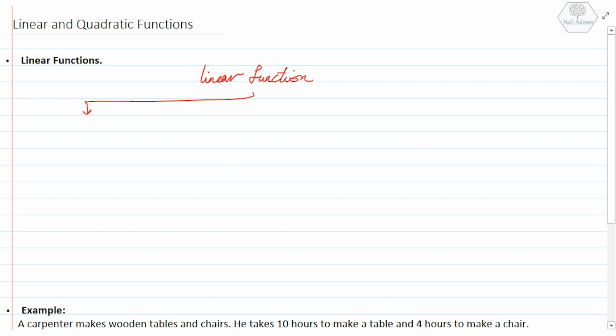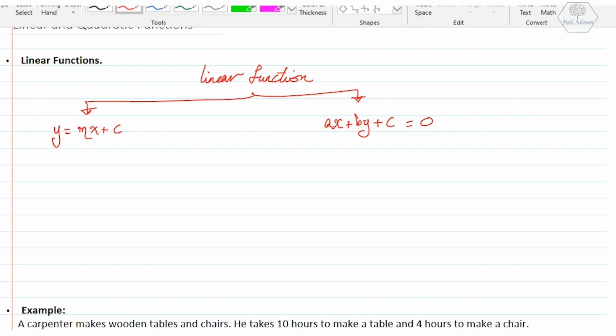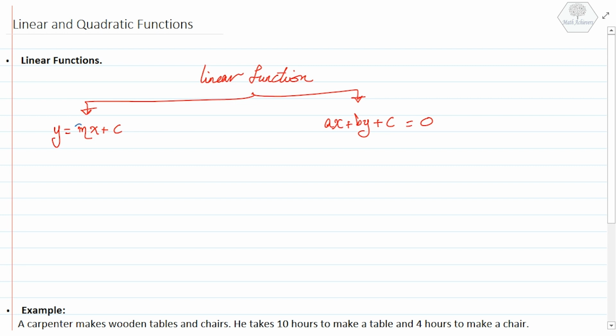in two forms. The first form is the gradient-intercept form, which is y equal to mx plus c. And the second form is the general form, having ax plus by plus c equal to 0. Here, m is the gradient of the line, and the value of c is the y-intercept. Also, on the right-hand side, this is called the general form.